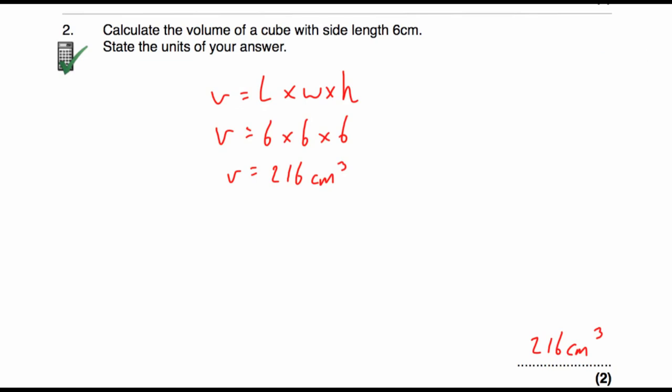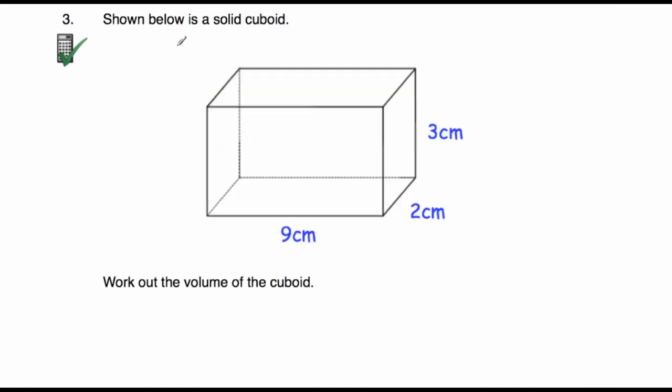Okay, let's have a look at our next question, question number three. So question number three says, shown below is a solid cuboid. So here we've got this cuboid. It's got a length of 9 centimeters, a width of 2 centimeters, and a height of 3 centimeters. And we've been asked to work out the volume of this cuboid. So the volume is equal to the length times the width times the height. So the length is 9, the width is 2, and the height is 3. Now remember, it doesn't actually matter which order you put these numbers in. As long as you do 9 times 2 times 3, you're going to get the right answer. So the volume would be equal to, and it's a calculator question, so we just do 9 times 2 times 3, and that's equal to 54. So the answer would be 54 centimeters cubed, and that's it.